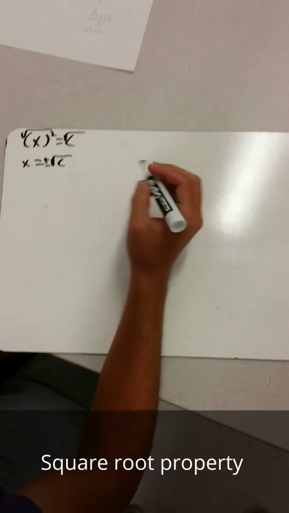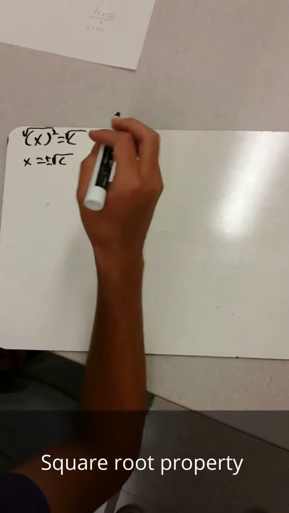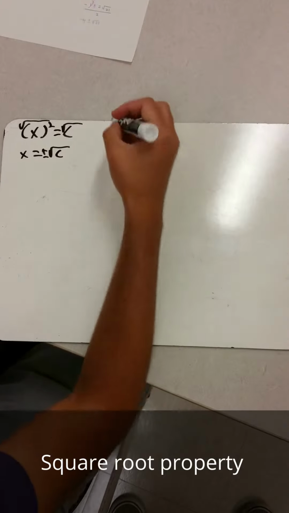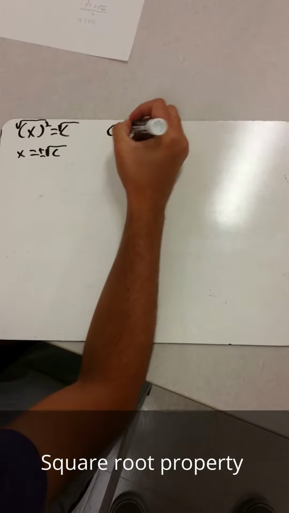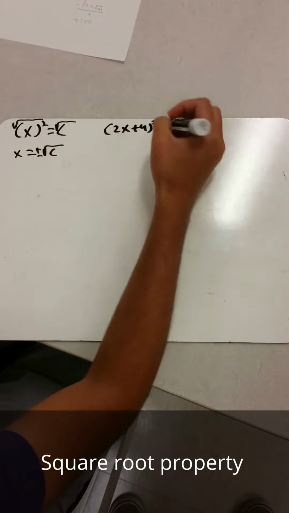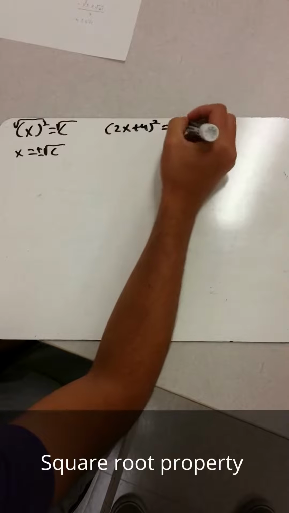Well, for just 5 minutes of your day, I can teach you how to solve quadratic equations. This is how to solve quadratic equations using the square root property. So if I had a problem that gave me (2x + 4)² = 36.